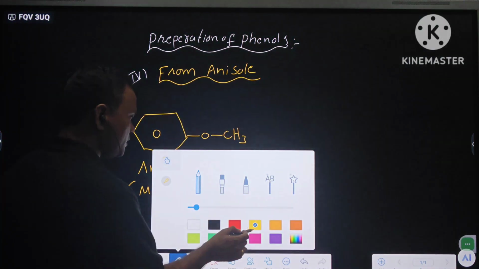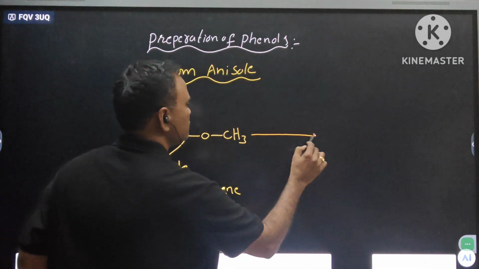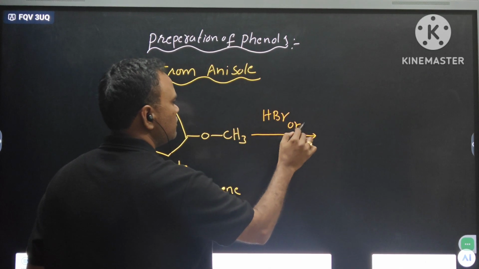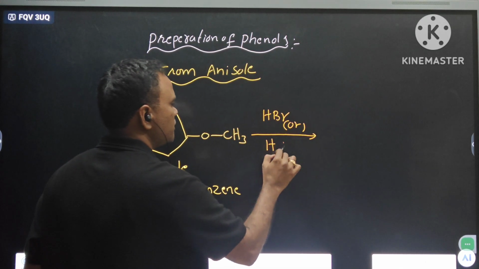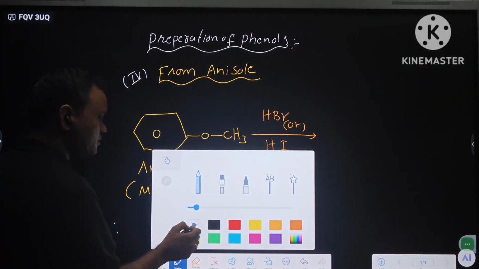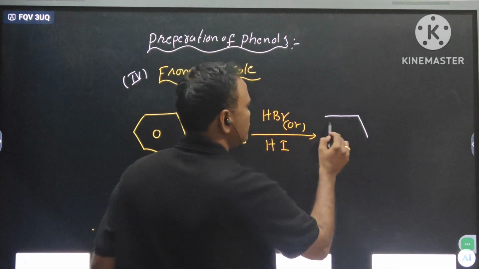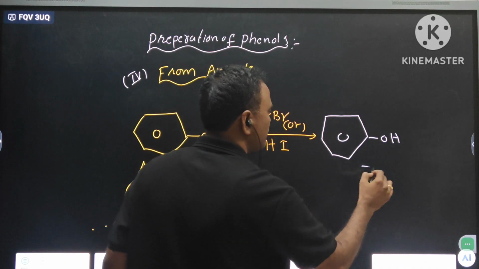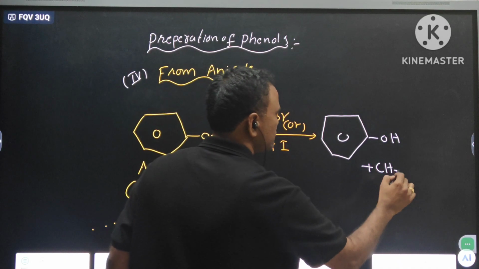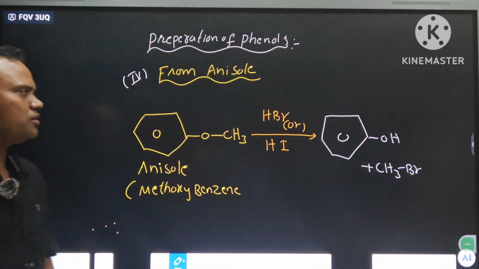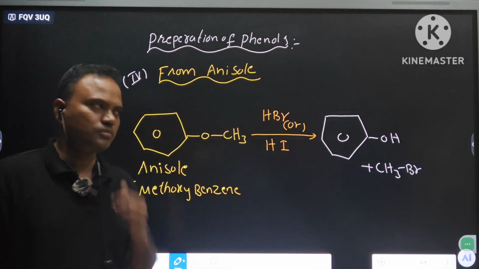When anisole is treated with HBr or HI, hydrogen iodide, phenol formation takes place. Phenol is formed with OH, and the byproduct is CH3Br. See the mechanism. Very easy.